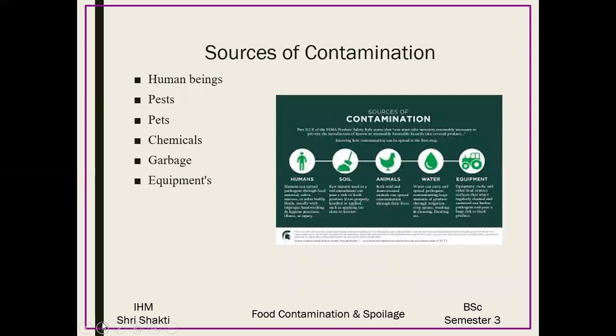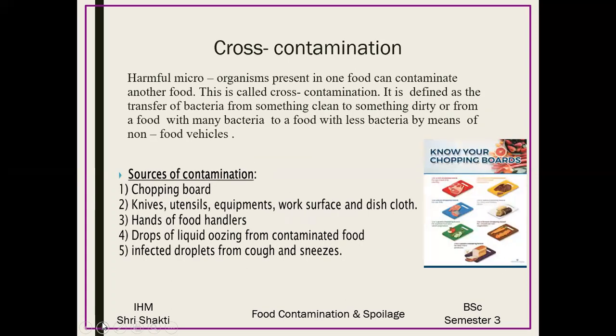Sources of contaminants. How do these biological, physical, or chemical contaminants enter into the food? Through human beings, pests, pets, chemicals, garbage, as well as equipment. Not using clean equipment, or using one piece of equipment for various purposes like for raw as well as cooked food. So these contaminants enter into the food. Next is cross-contamination. Transfer of bacteria from raw food to cooked food is said to be cross-contamination.